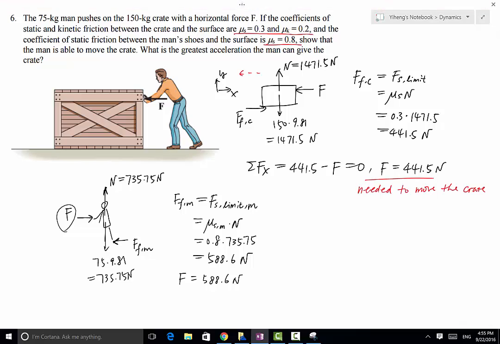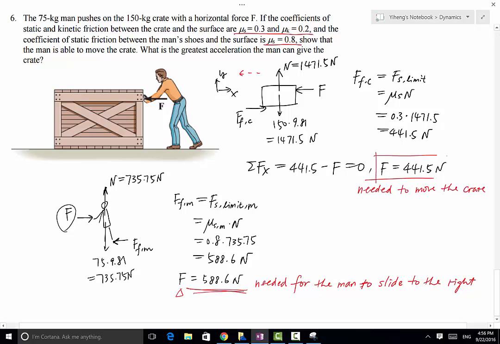So how do you interpret this? This is the force needed for the man to slide to the right. If the reactive force acting on the man exceeds this value, this man will slide back to the right. And that's when this man is not able to move this crate to the left.